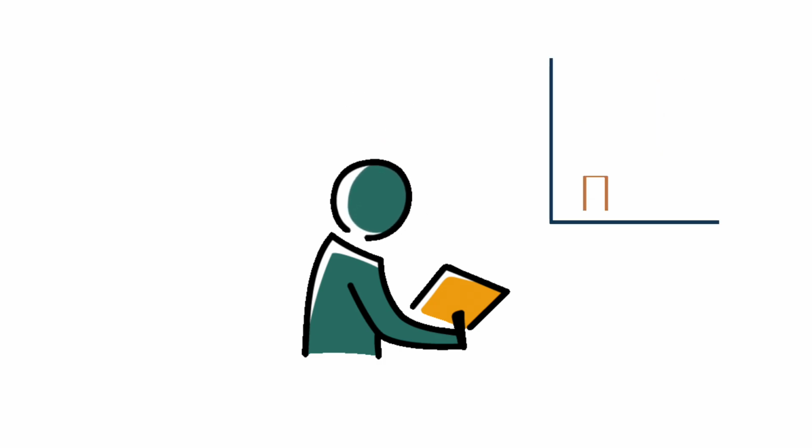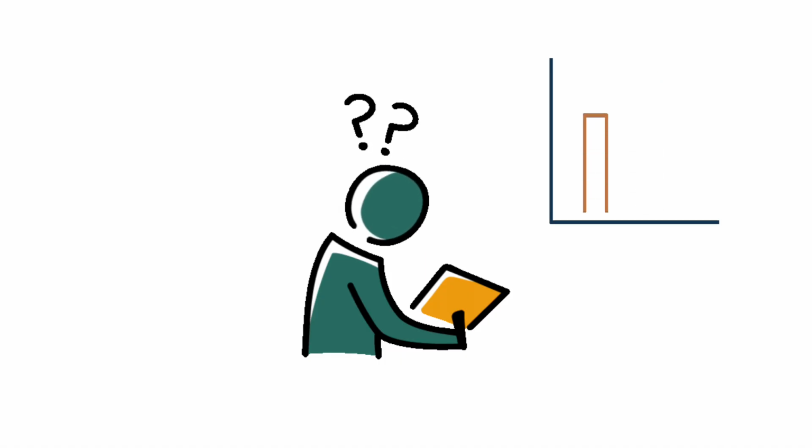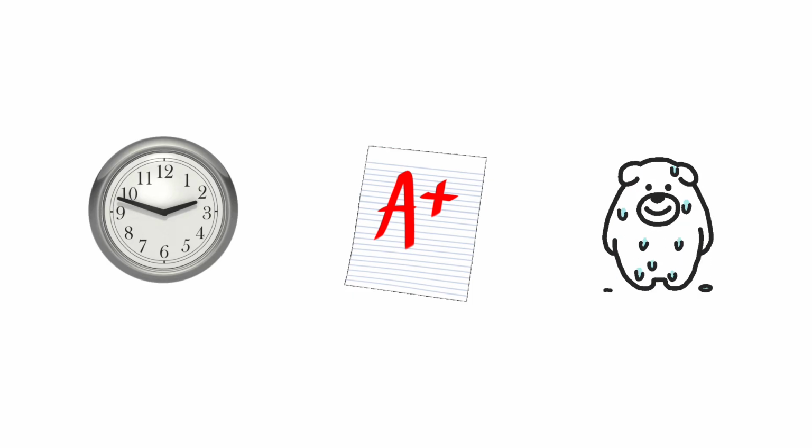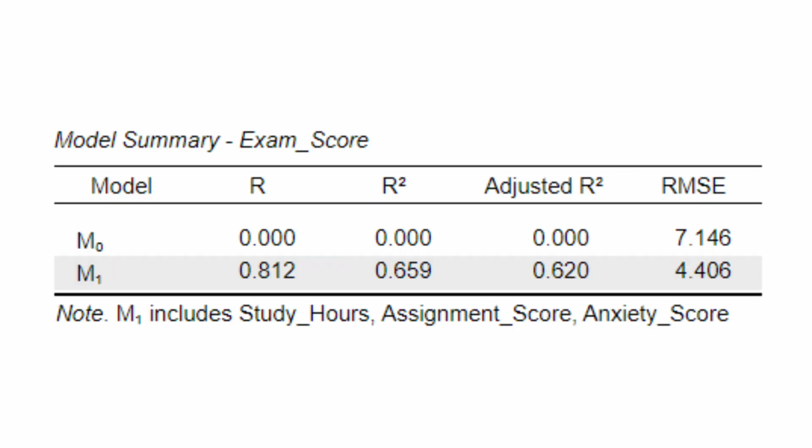We ran a regression analysis using students' midterm scores as the outcome, and the predictors were study hours, assignment score, and anxiety score. The results came out in 3 tables. First, the model summary table. It tells us how well the model fits the data. The R-square is 0.659, which means about 66% of the variance in exam scores is explained by the model.